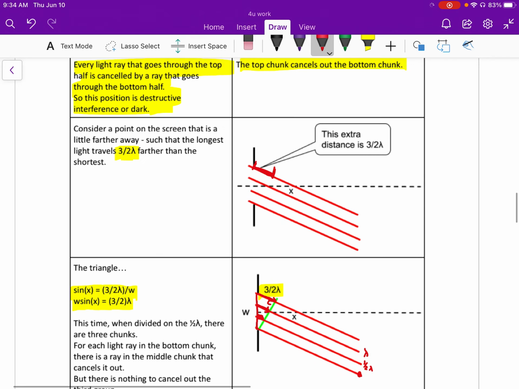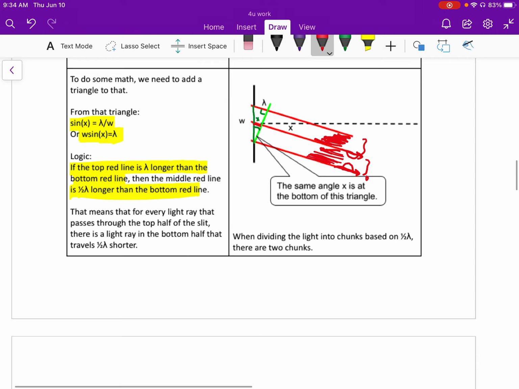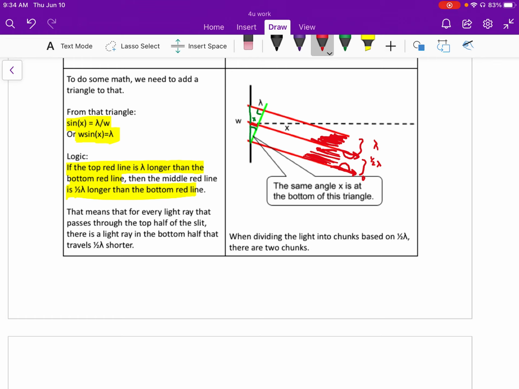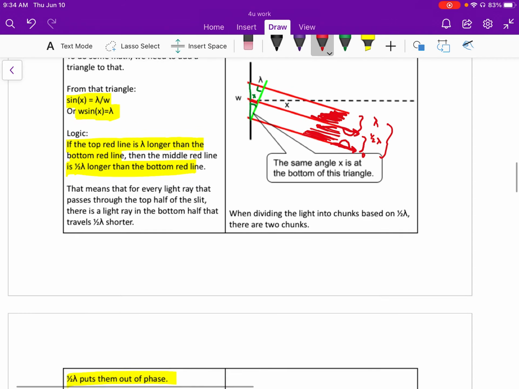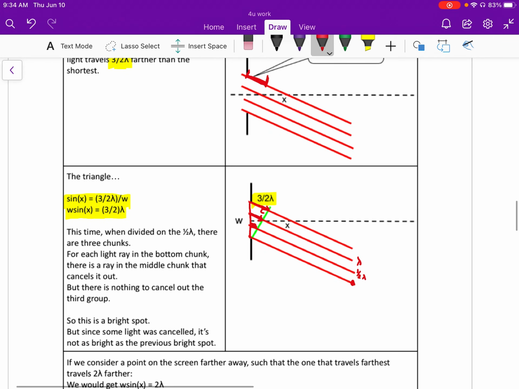It's a little bit weird, but if you're buying into the logic of this last one, the bottom one traveled the shortest, this one traveled half a wavelength, this one traveled the full wavelength. The logic was that this bottom bundle canceled out with the next bundle. That's what I've got going on in this one. This bottom third is going to cancel out with the middle third.